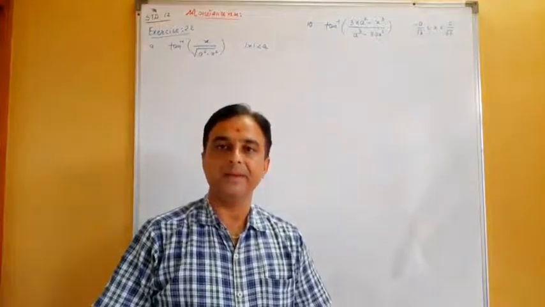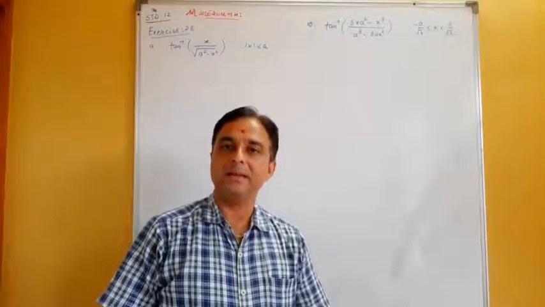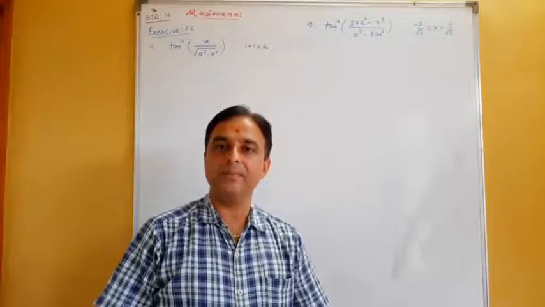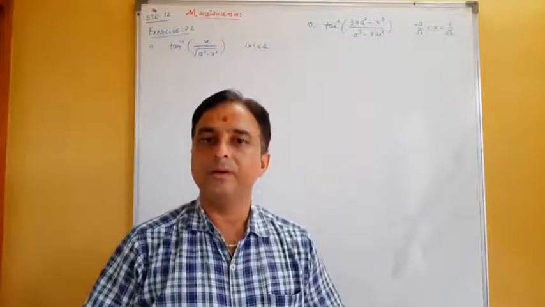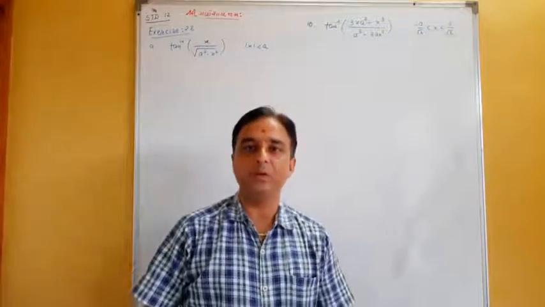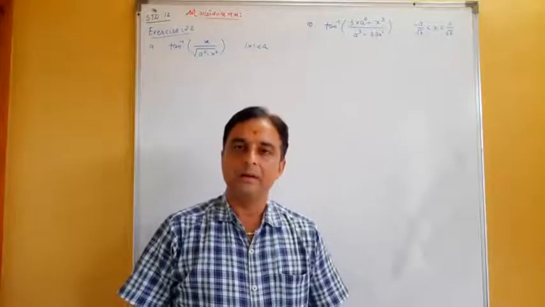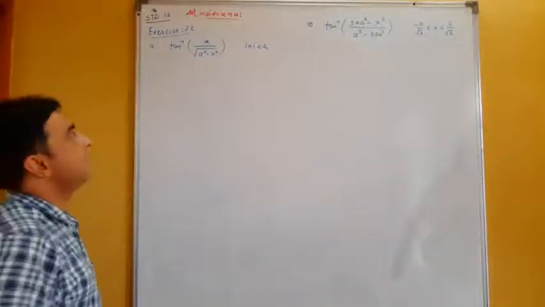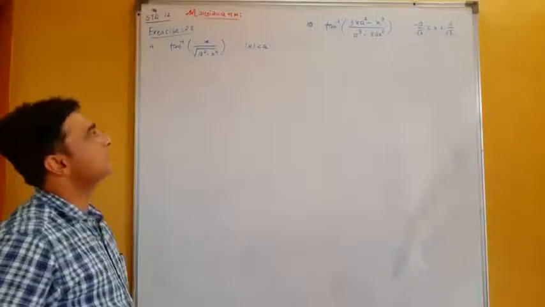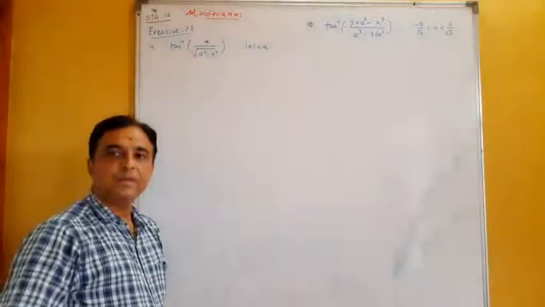Exercise 2.2, question number 9. In the last lecture we have discussed the same type of question of exercise 2.2. I think you have done question number 1 to 8. Now we are going for example 9: tan inverse x by under root a square minus x square. We have to simplify it.